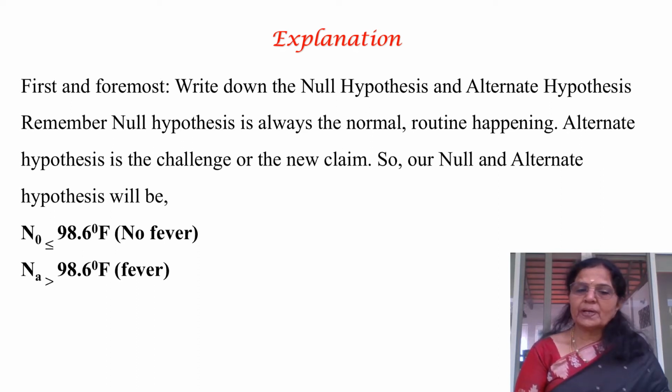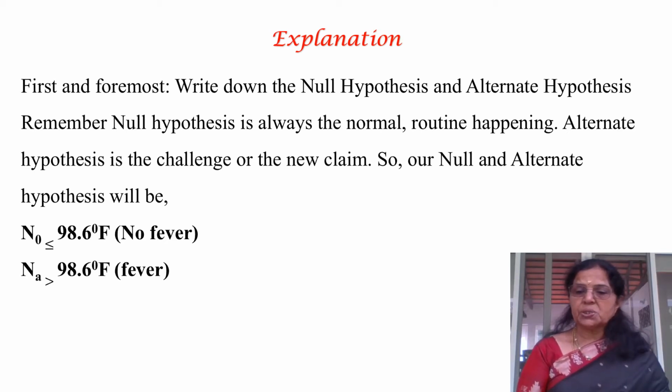Because 98.6 degrees Fahrenheit is the normal body temperature. And anything below that, some people have hypothermia, the lower temperature. So that is the null hypothesis. And what will be the alternate hypothesis? Anything above 98.6 degrees Fahrenheit. So our H A, A is for alternate hypothesis, says anything greater than 98.6 degrees Fahrenheit. That is, the students are having fever.